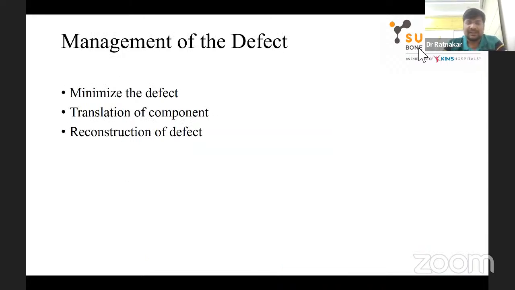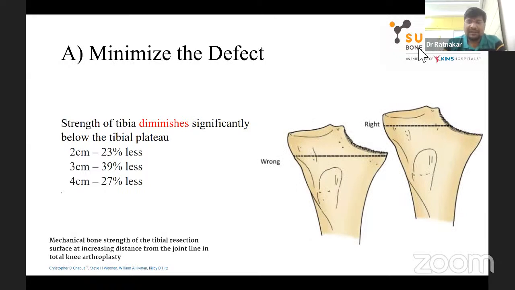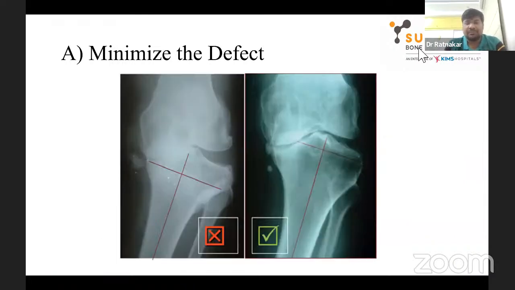So how are you going to manage this defect? Either by minimizing the defect, or by translation of the component and reconstruction of the defect. So let us address each one. When you want to minimize the defect, it is not advised to take your cut at the level of the base of the defect, because whenever you sacrifice more and more of the tibia, the surface area and the strength of the tibia decrease, as you come down more and more cancellous bone will be there, and there are high chances of failure of your tibial component. At 2 centimeters, the strength decreases by 23%, while at 4 centimeters, the strength decreases by 27%. So always try to minimize your defect, and the defect that is left after your tibial cut has to be addressed with different forms, which will be dealt with in later slides.